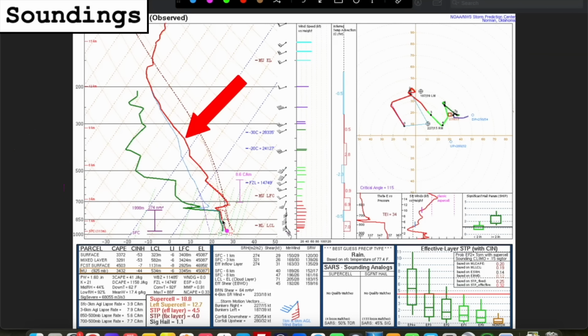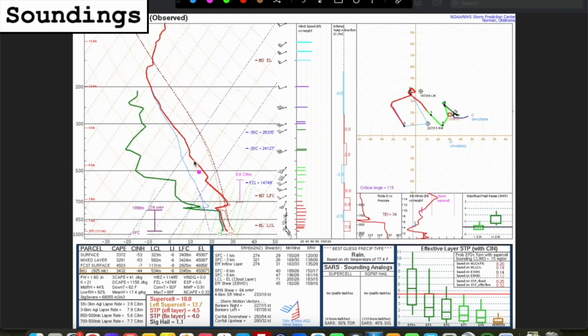So this red profile here is the atmospheric temperature. It's the temperature that the balloon senses as it goes up in the atmosphere. The green profile is the dew point profile. So that is basically the moisture that the balloon measures as it goes up in the atmosphere. These two can tell us a lot about how moist and how dry the air is.